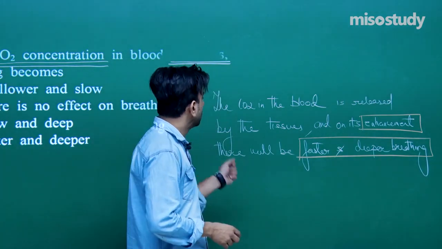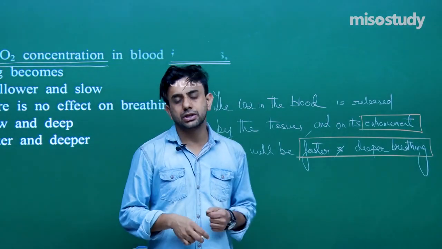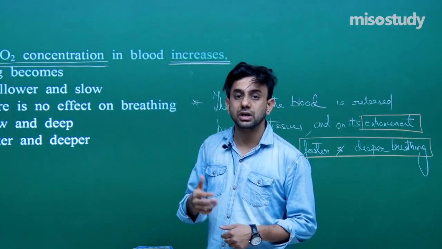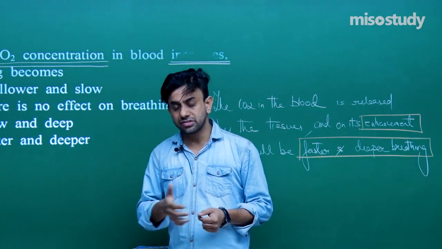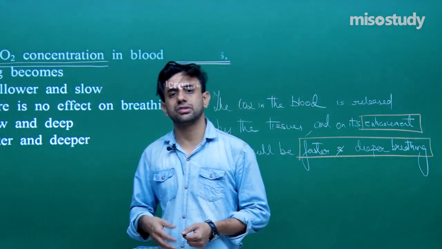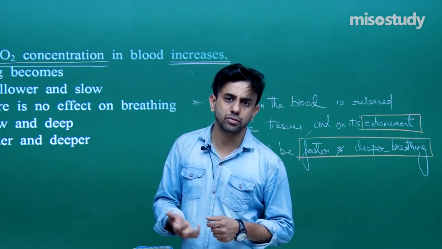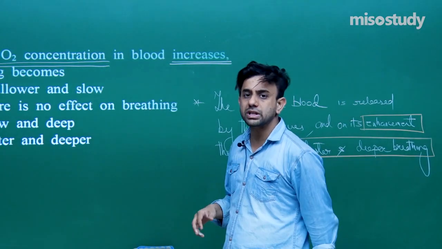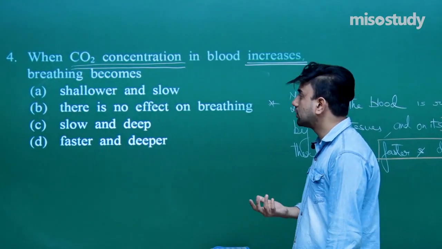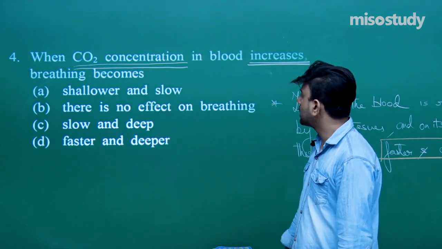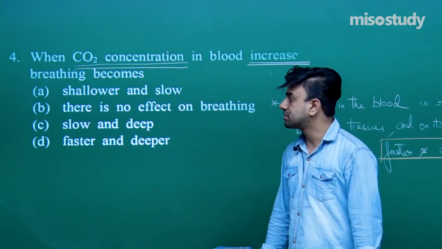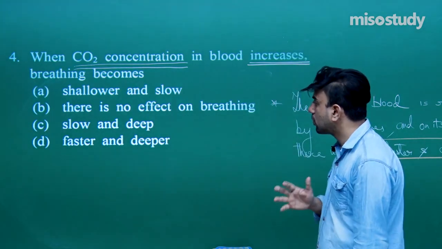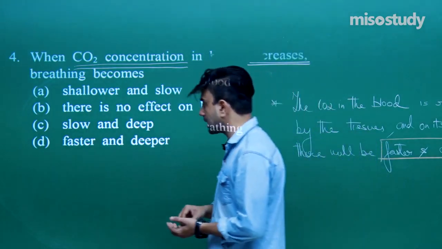So that means what? The more is the carbon dioxide content in the tissue, the more is the carbon dioxide content in the blood which is released by the tissues, you will start breathing faster, because the system has to clear that carbon dioxide from your blood, from your system. Hence when you breathe faster, more oxygen will come in. So when carbon dioxide concentration in blood increases, breathing becomes shallow and slow. That is wrong. There is no effect on breathing, absolutely wrong. Slow and deep, wrong. Faster and deep, yes, this is the correct answer.